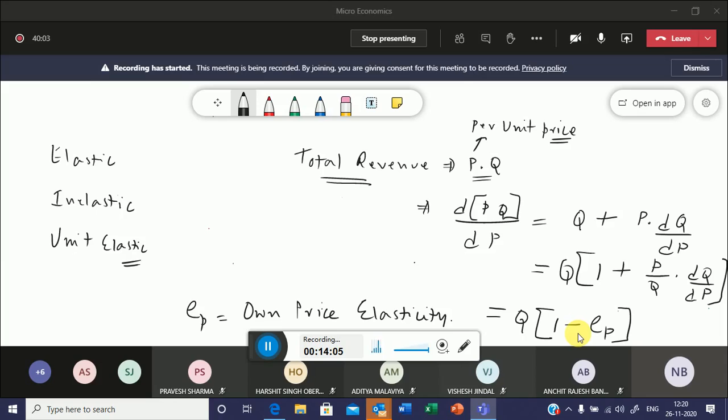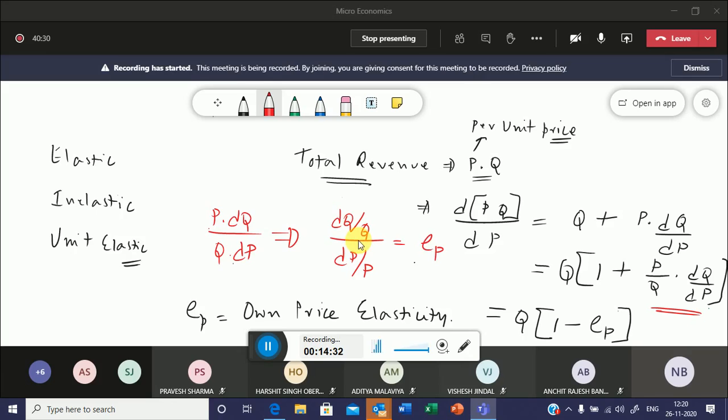Now please note this particular thing. So this particular thing I can rewrite as p dq over q dp, right? So this can be rewritten as dq over q over dp over p. This is nothing but own price elasticity.